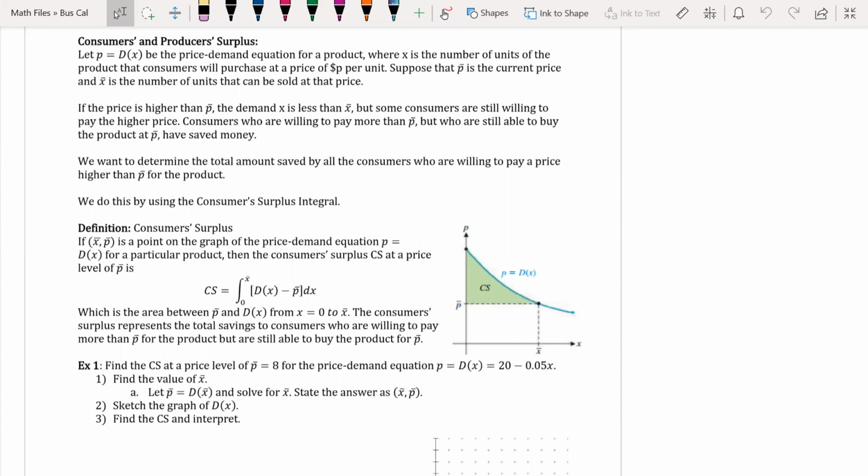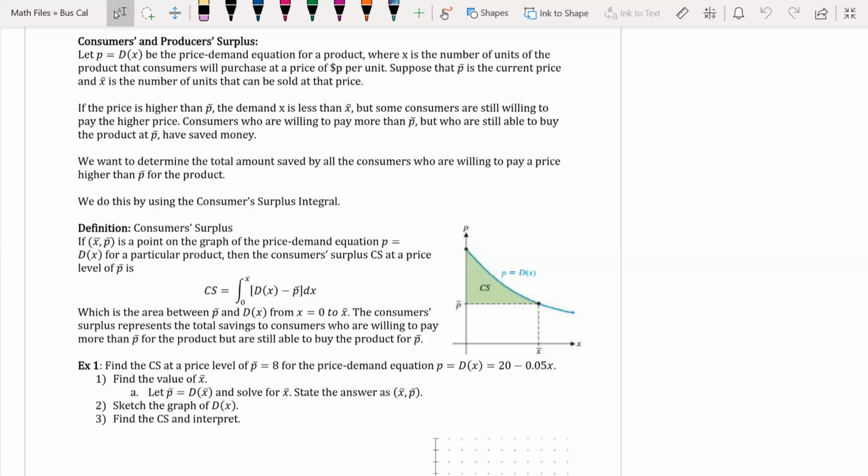So let P equal D of X be the price demand equation for a product, where X is the number of units of the product that consumers will purchase at a price of P per unit. Suppose that P bar is the current price and X bar is the number of units that can be sold at that price. If the price is higher than P bar, the demand X is less than X bar. But some consumers are still willing to pay the higher price.